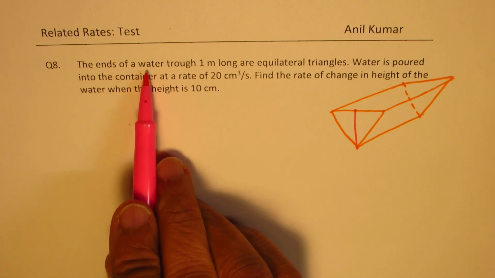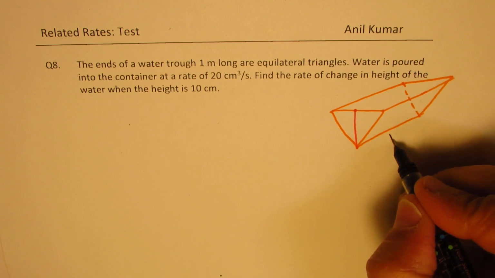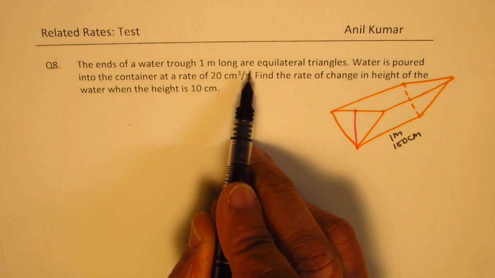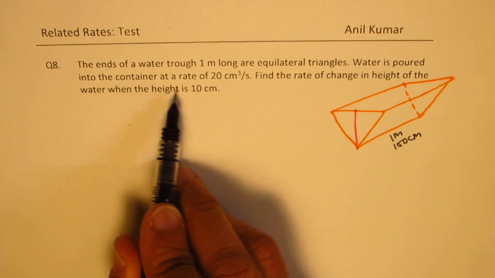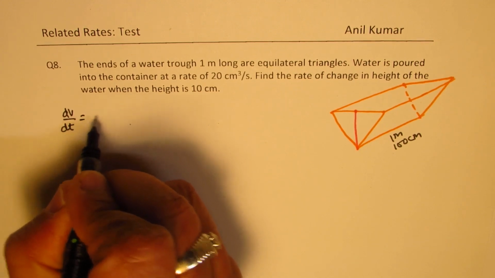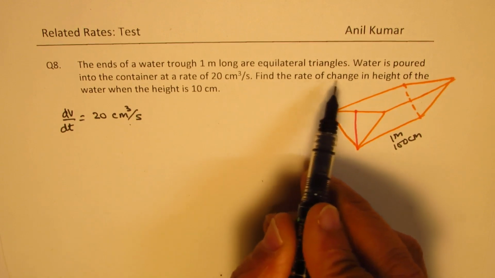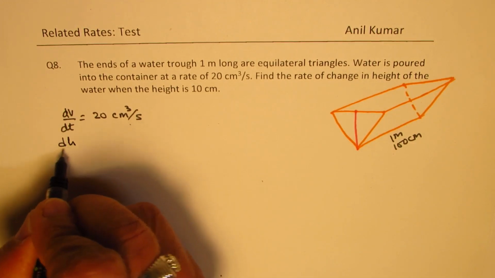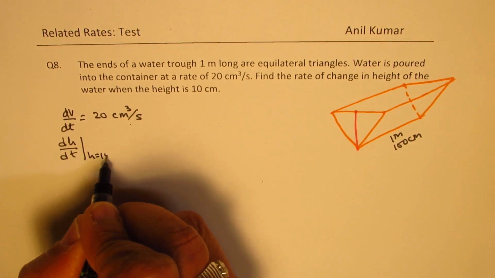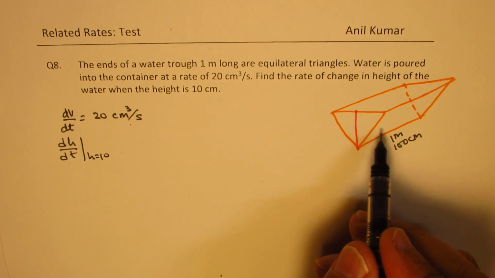The ends of a water trough, 1 meter long, so we are already given that this length is 1 meter, which is 100 centimeters, correct? Water is being poured at a rate of, so change in volume is dV/dt, which is 20 centimeter cube per second. Find the rate of change in the height, so we need to find what is dh/dt when the height is 10. So basically we need to find an expression for volume, that is the first thing.